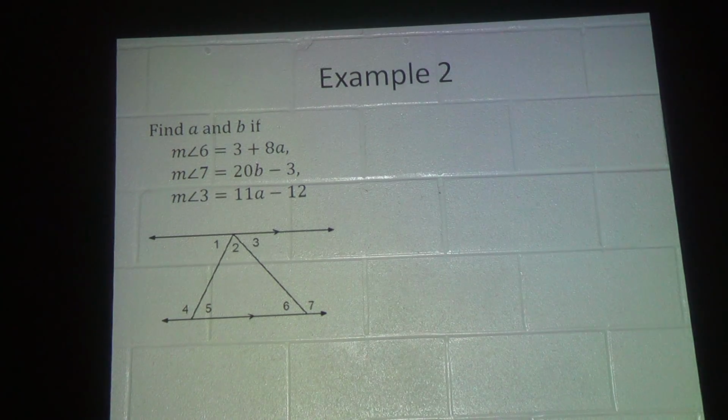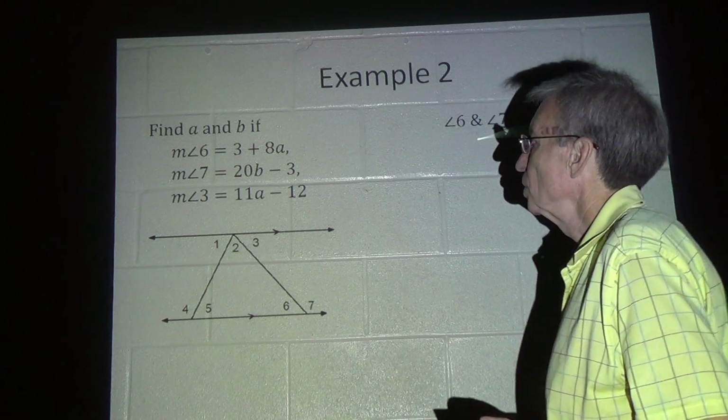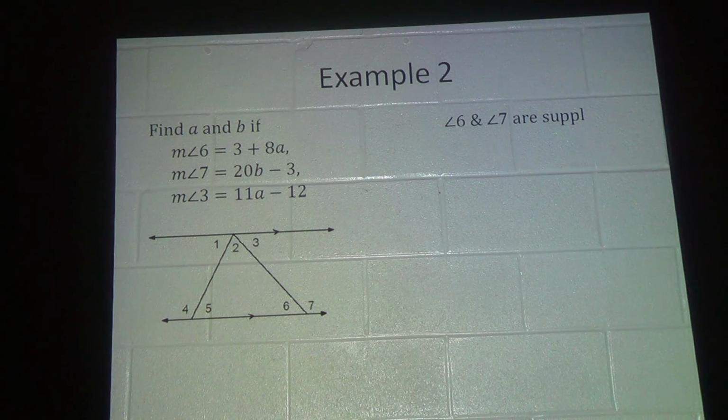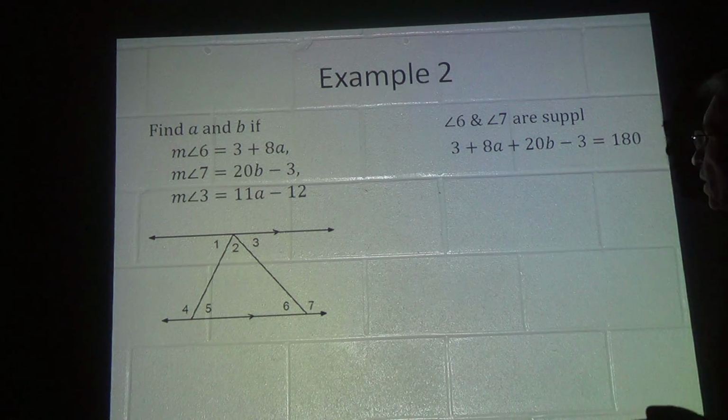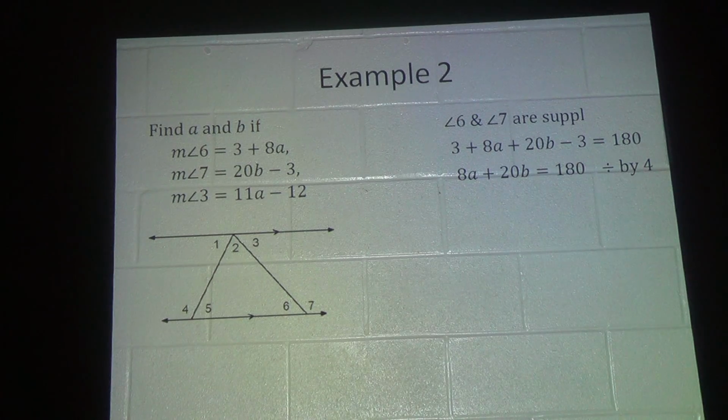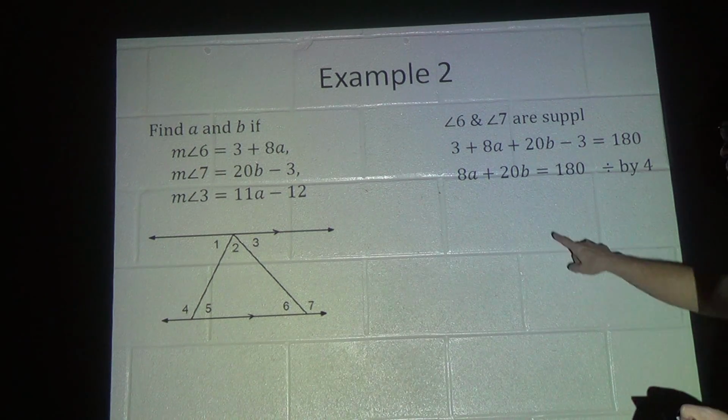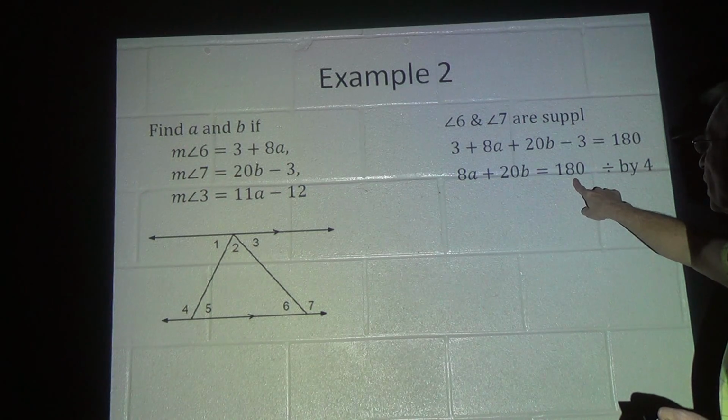Let's go on to the next one. So this gives us what? Angle 6 and angle 7 are supplementary. We know that a is equal to 5, and the measure of angle 7 is an algebraic term. So let's take a look and see what we can do with that. We have 3 plus 8a plus 20b minus 3 equals 180. What we're going to do here is substitute the 5 that we found in the previous step for the a. This gives us 8a plus 20b is equal to 180.